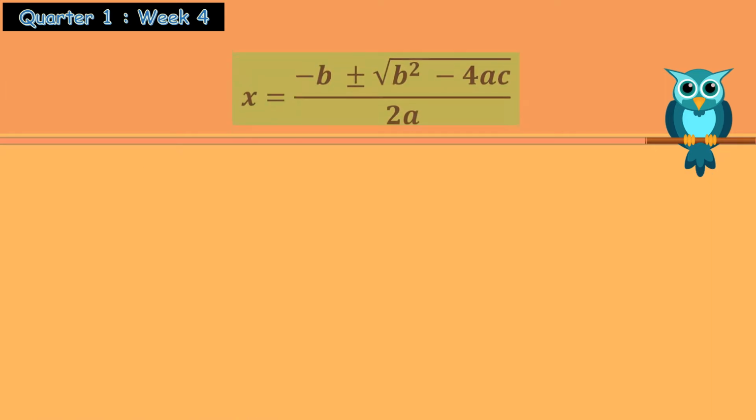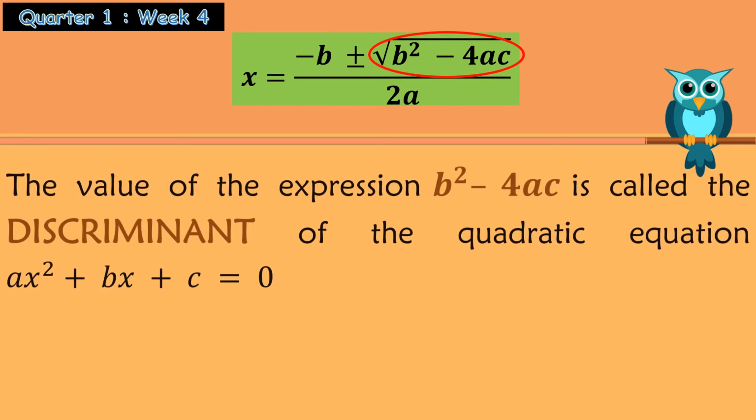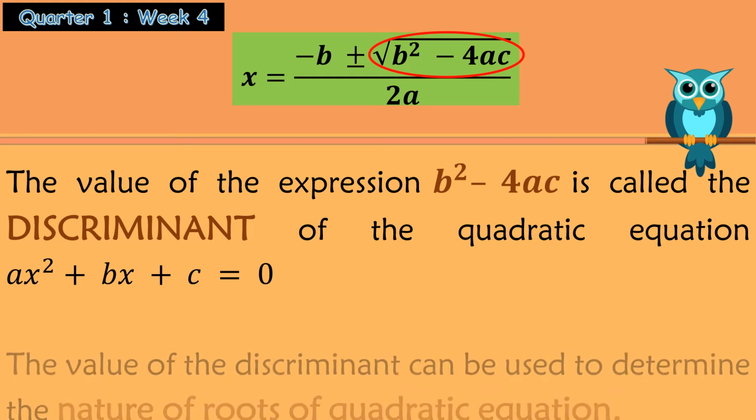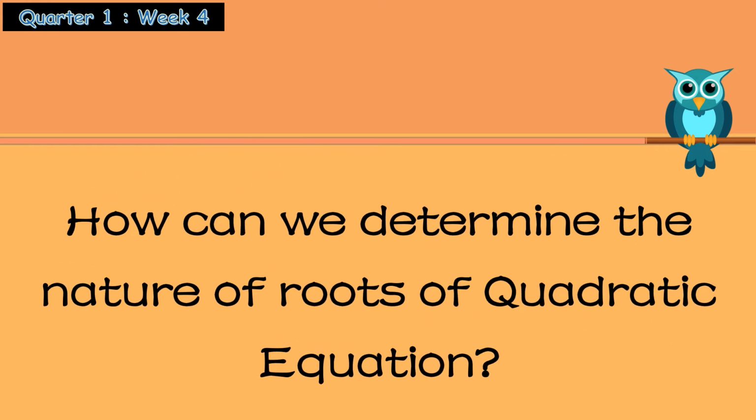Now, from our quadratic formula, which is x is equal to negative b plus minus the square root of b squared minus 4ac all over 2a, the value of the expression b squared minus 4ac is what we call the discriminant of the quadratic equation that is written into its standard form, wherein the value of this discriminant will be used to determine the nature of roots of a quadratic equation. Okay, now, how can we determine the nature of roots of quadratic equation?